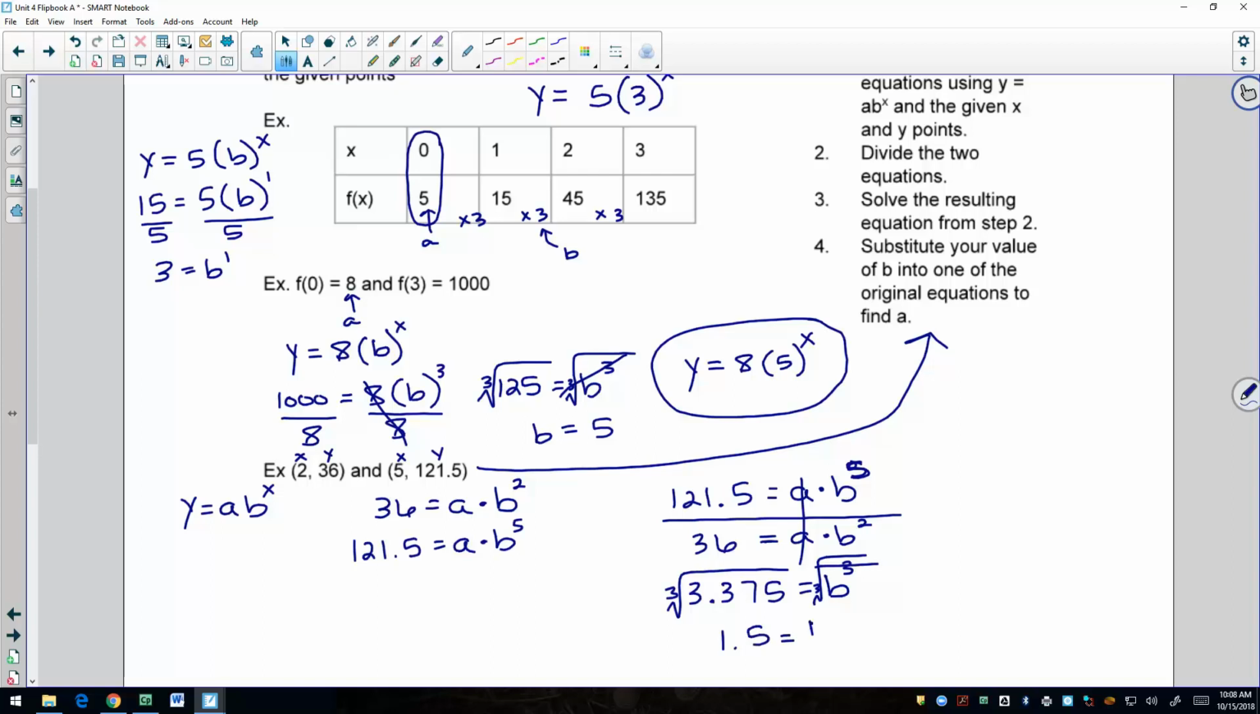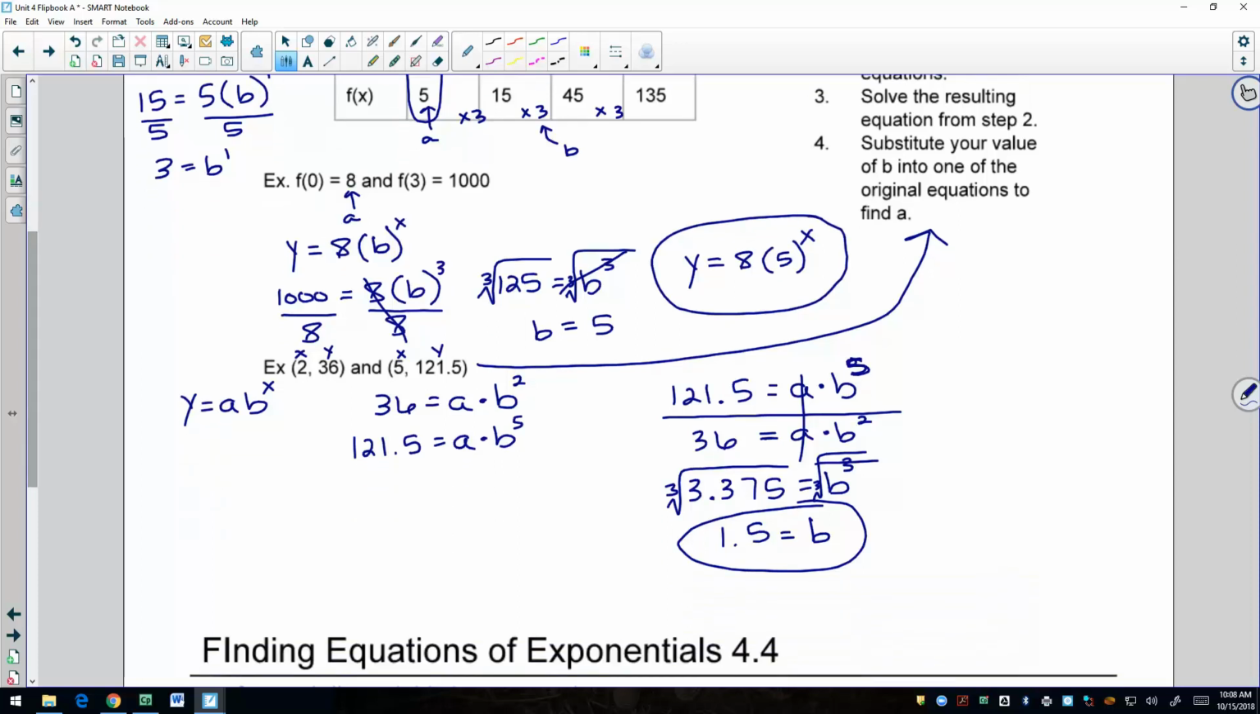Remember, you can use your calculator for this. It's kind of hard to do in your head. What times itself 3 times is 3.375? Now that you know b, you can take your equation, pick your favorite point. I'm going to pick 2 and 36 to then solve for a, just because those are smaller numbers, they're both positive. So I'm going to do 36 equals, I don't know a, I now know b, and 36's x was 2. And now I'm going to solve for a.